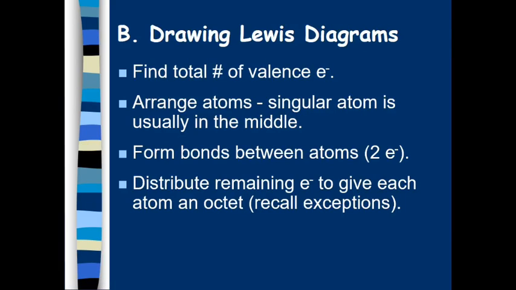So the biggest ones, if you have an element in groups 1, 2, or 13, they will always have less than 8 within the Lewis structure. So you have to remember that.